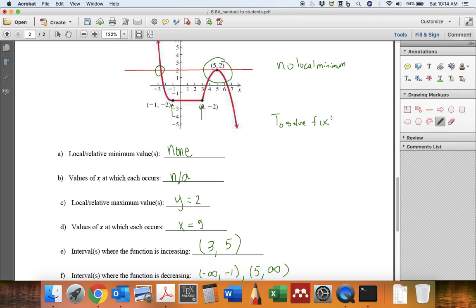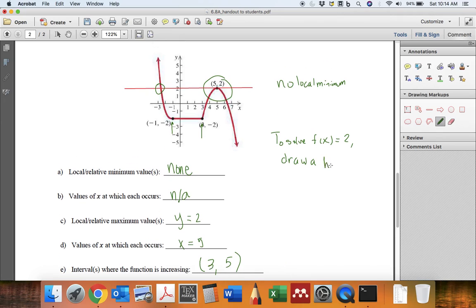So again, to solve f of x equals 2, you can do this graphically: draw a horizontal line at y equals 2 and find the intersection with the graph. And there might be 1, there might be 2, there might be 5, there might be none.